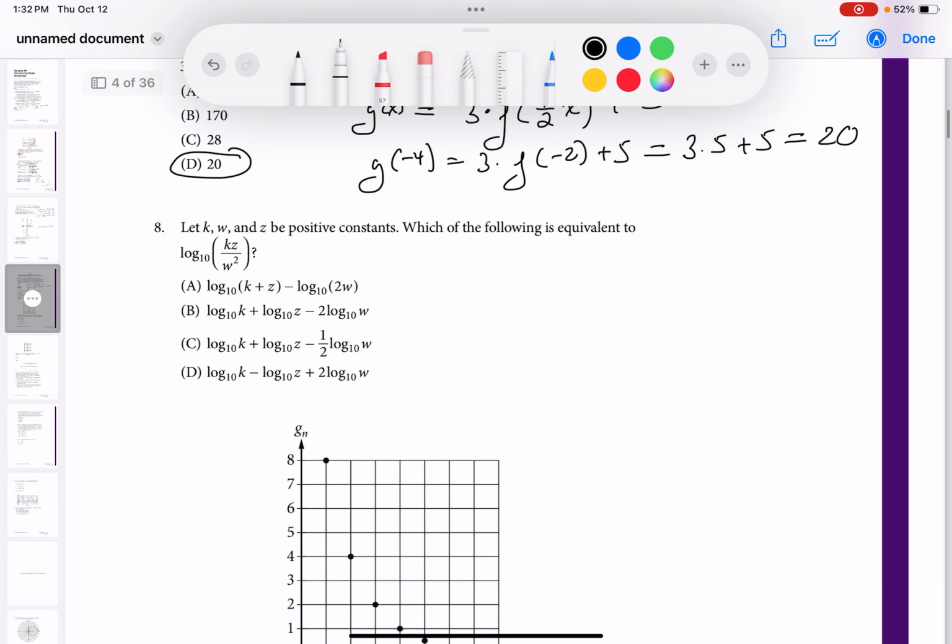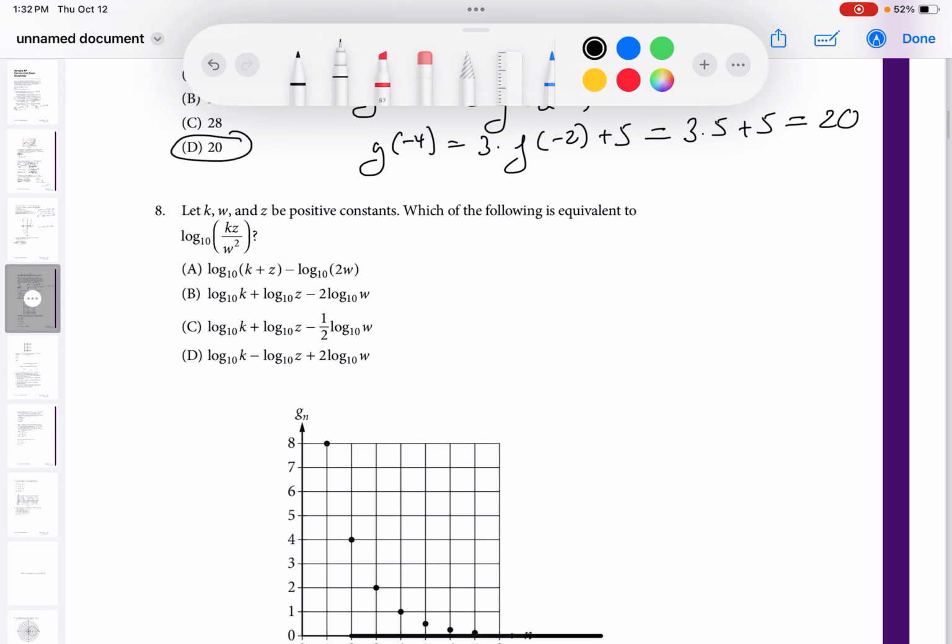All right, let's go to number 8. Number 8's a log problem. Looks relatively simple. They tell me that K, W, and Z are all positive numbers. So I can expand this. How would you do that? It's going to be log base 10 of KZ. That's a product. We'll split that up momentarily. Plus log base 10 of W squared.